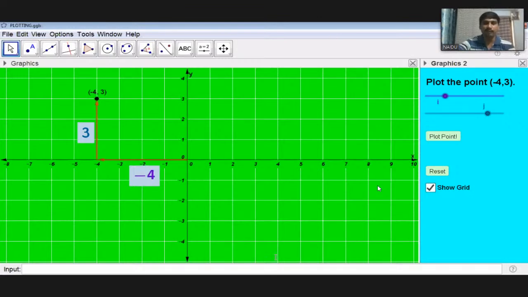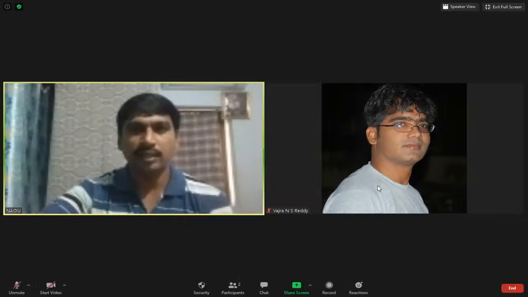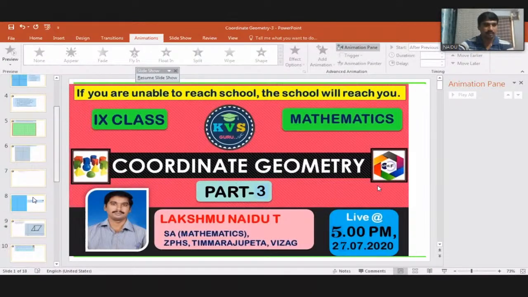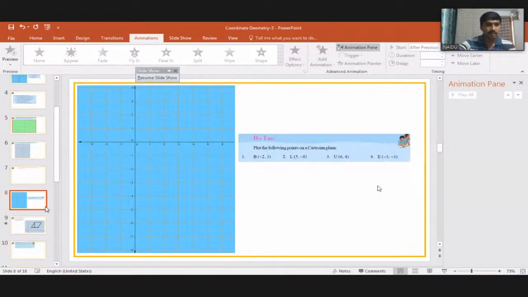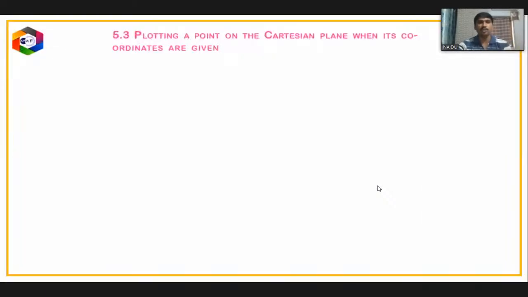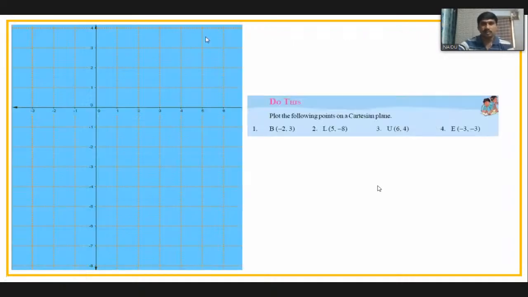So now I am moving to the original concept again. Yes, children. So do this exercise which is given. Observe carefully. Plot the following points in the Cartesian plane as we discussed now, and quickly I will denote them on the Cartesian plane.